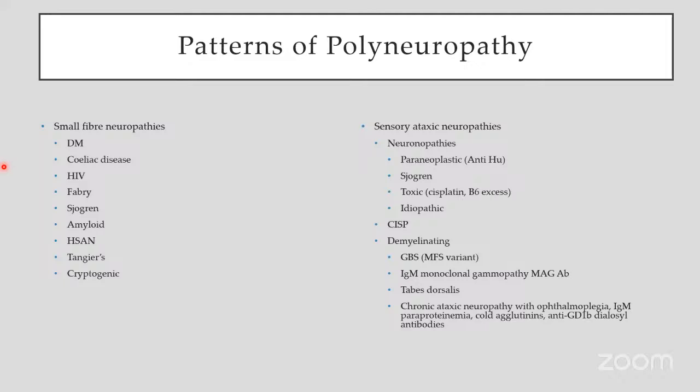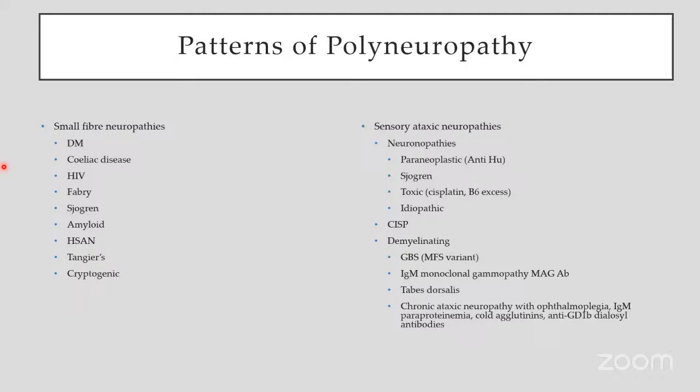Predominantly small fiber neuropathies will be type 2 diabetes, celiac, HIV, Fabry's disease, Sjogren's syndrome, amyloidosis, HSAN, Tangier's disease, and cryptogenic small fiber neuropathy, which is the most common cause of a small fiber neuropathy. Sensory ataxic neuropathies can be neuronopathies, chronic inflammatory sensory neuropathy, or demyelinating neuropathies.